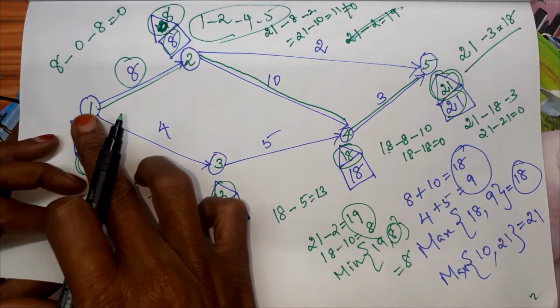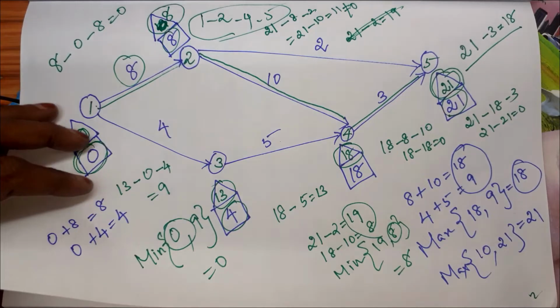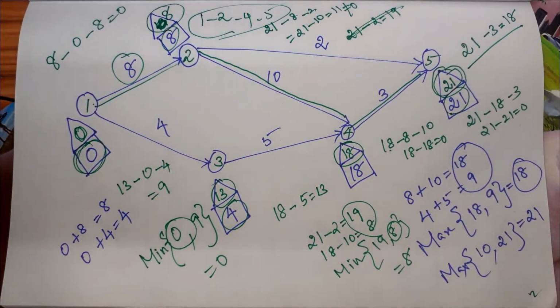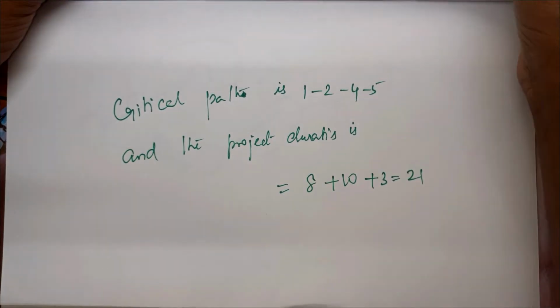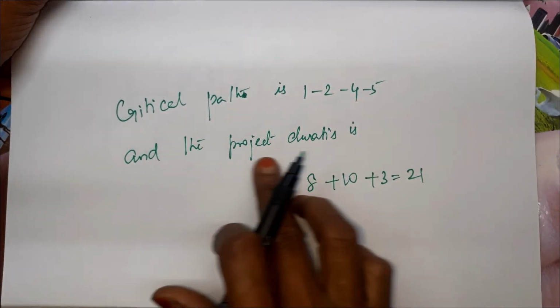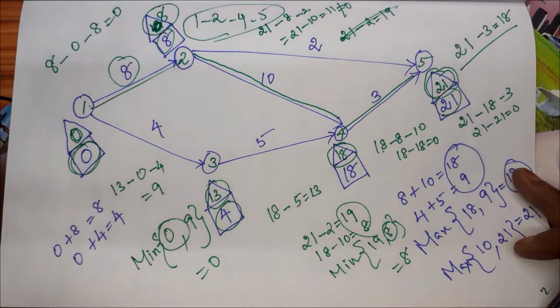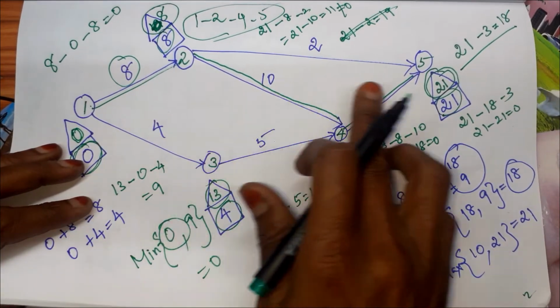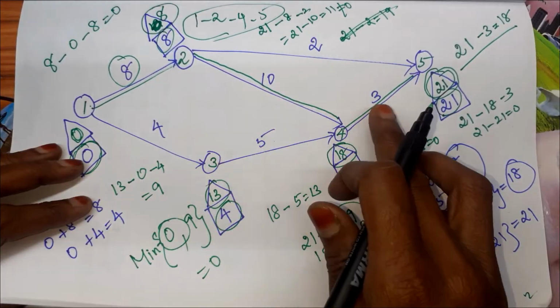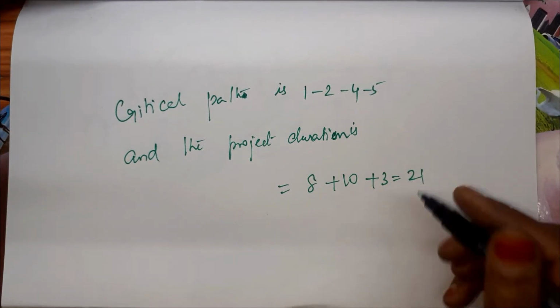We got the critical path as 1 to 2, 2 to 4, 4 to 5. So I can write the final answer as, this is the answer we are going to give finally. The critical path is 1, 2, 4, 5, and the project duration is, we have to add the duration of the critical activities. 8 plus 10 plus 3, that is 21.